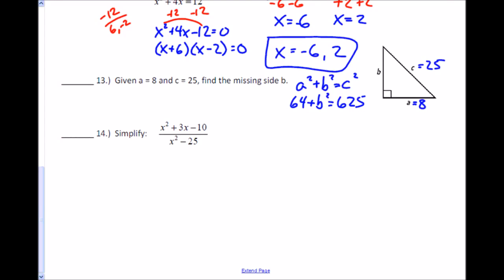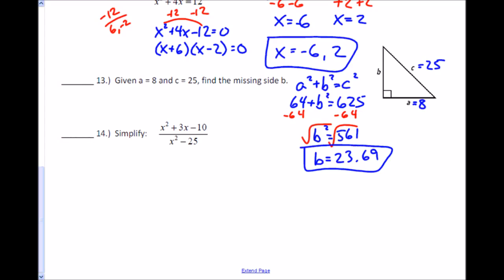And now from here, and really it's important that you have the c in the right place, now you're just going to subtract the 64 from each side. So you find out that b squared equals 561. And now from here, you just have to take the square root of each side. So I'm going to find out that b is approximately 23.69.